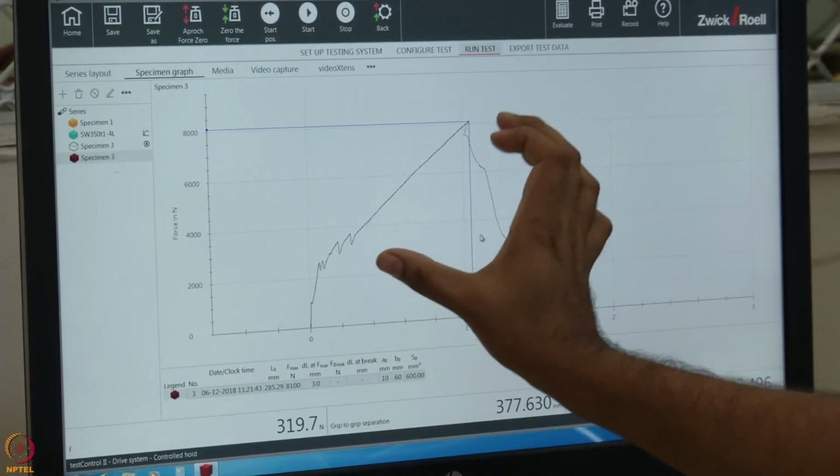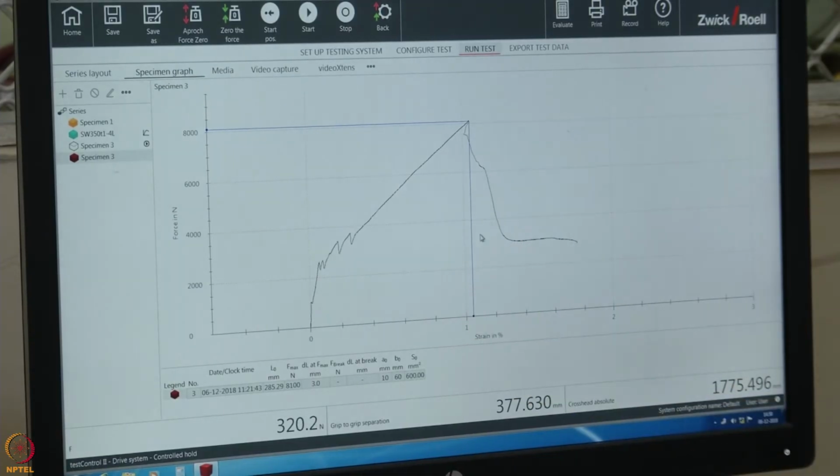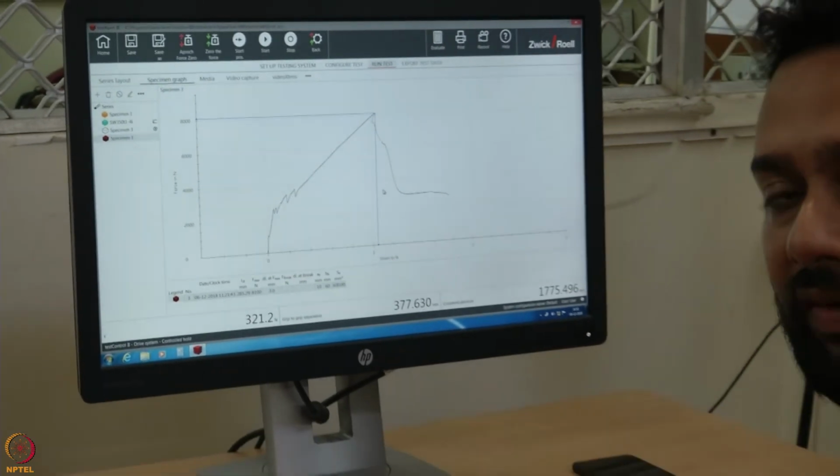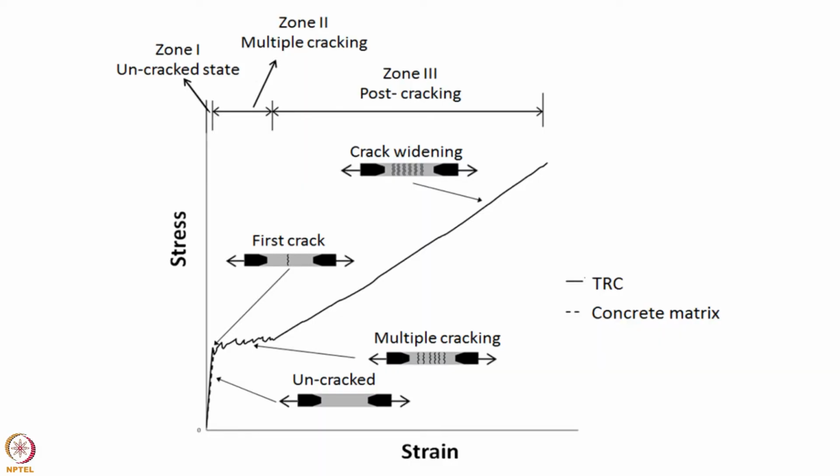The slope of the strain hardening zone is representative of the property of the textile. So, it basically depends upon the property of the textile and the volume fraction of textile in the specimen. The graph can basically be divided into two segments. The first segment, until the first crack of the specimen, is dominated by the properties of the matrix. The stiffness is directly proportional to the stiffness of the matrix itself. And the second portion is the strain hardening zone, where the properties of the textile are predominant. Once the multiple cracking has happened, all the tensile stress is taken by the textile.